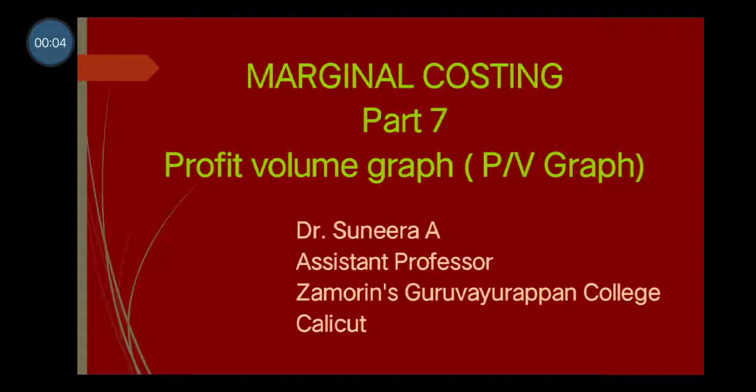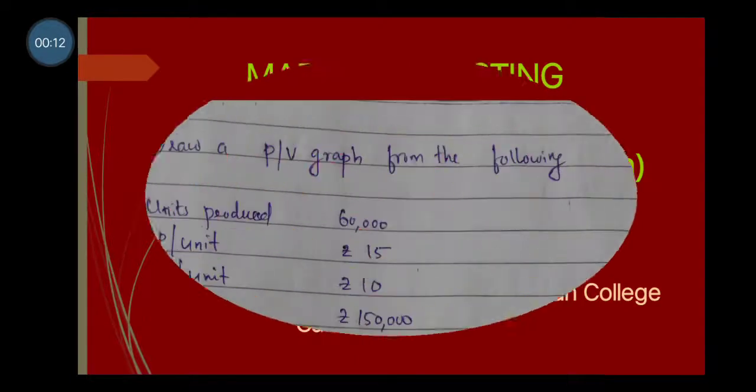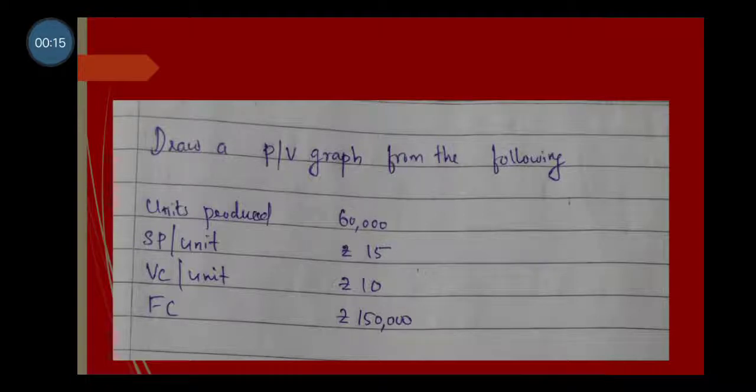This session is about preparation of profit volume graph or simply PV graph. Apart from the simple break-even chart, there are other forms of break-even chart like contribution break-even chart, cash break-even chart, control break-even chart, analytical break-even chart, and profit volume graph. These different types of break-even chart we have to learn, and the two important types are the simple break-even chart and the profit volume graph, the first and the last one.